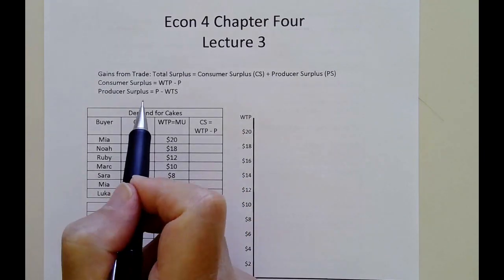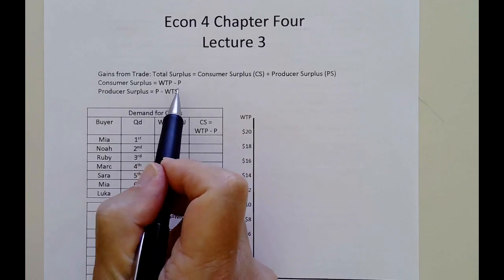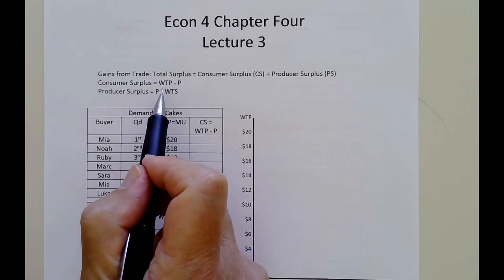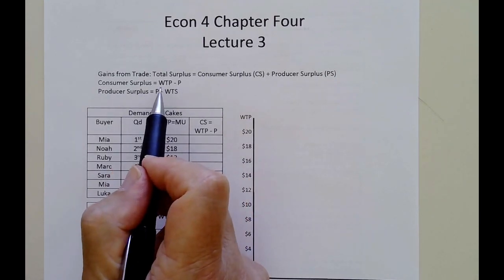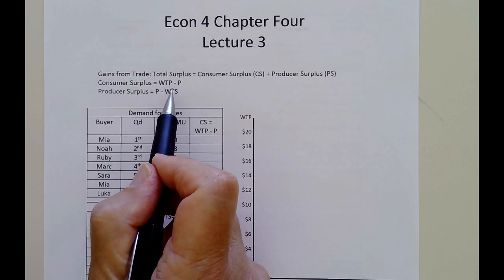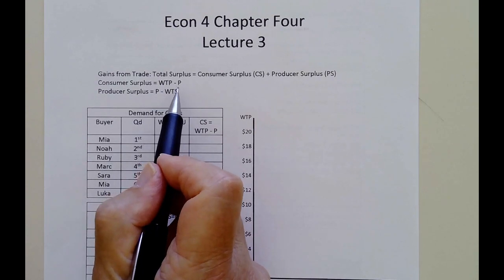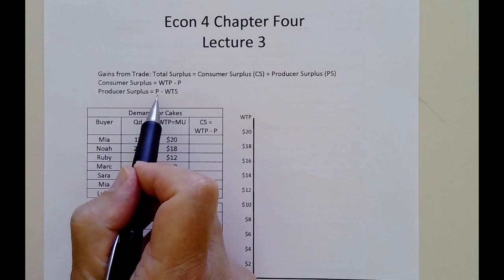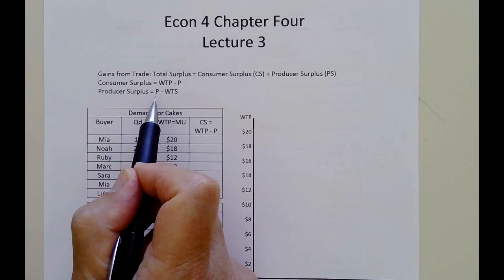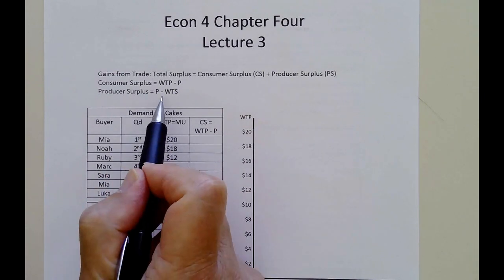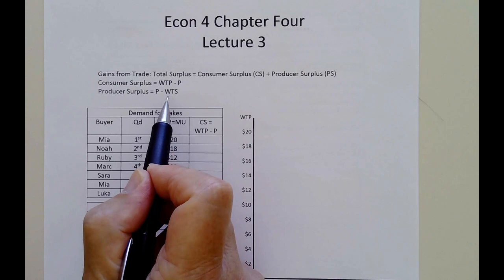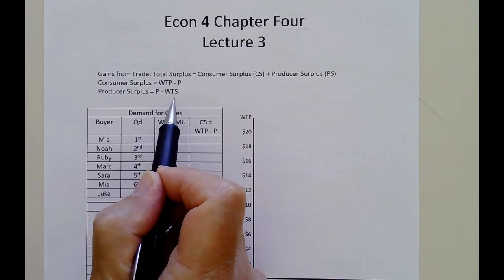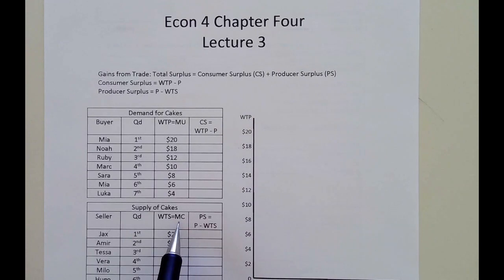And again, your consumer surplus is your willingness to pay minus the price, and this is the difference between the most someone is willing to pay, which is the willingness to pay, minus the price, which is the price that you do pay. And the producer surplus is they take the price, they like the price because that's what they get from consumers, and they subtract from that their cost, which is measured by the willingness to sell, which is the least amount they're willing to sell it, and that's a measurement of their marginal cost.